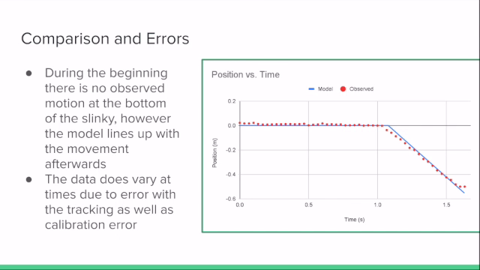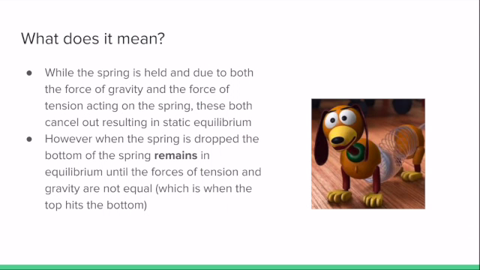So what does this mean? While the spring is held, the force of gravity and the force of tension acting on the spring both cancel out, resulting in static equilibrium. However, when the spring is dropped, the bottom of the spring remains in equilibrium until the force of tension and gravity are not equal, which is when the top ends up reaching the bottom.